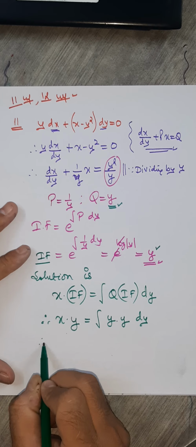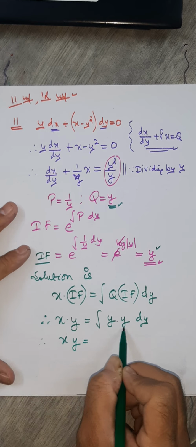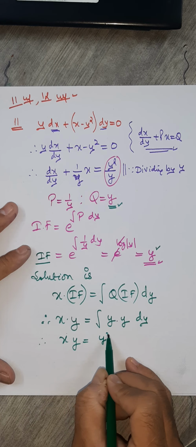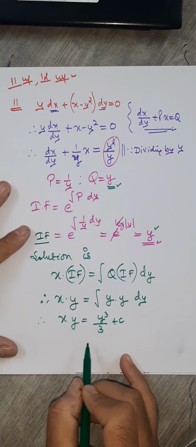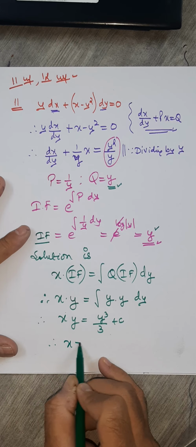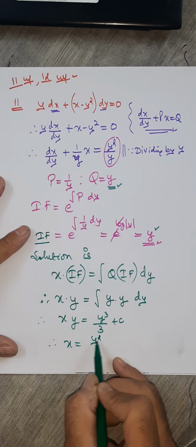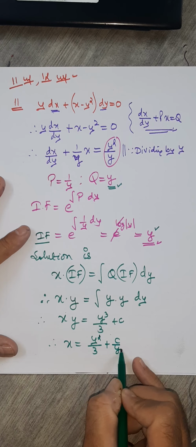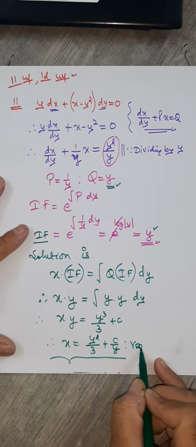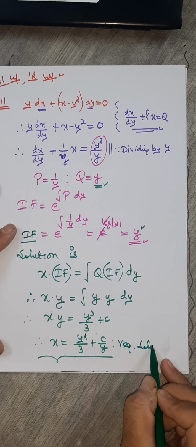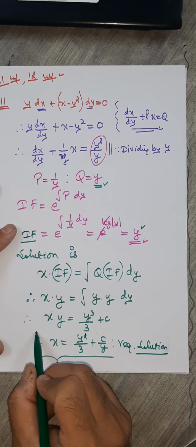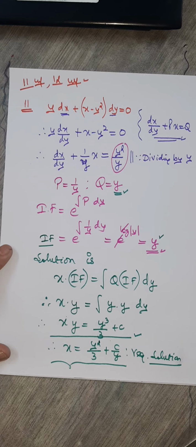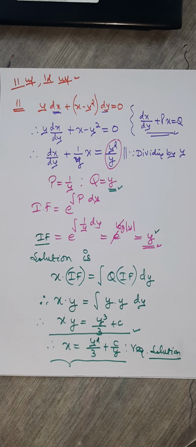Okay, so therefore x into y, this is y squared. What's the integral of y squared? Y cube by 3 plus c. If you want, you can write one more step. X equals to y squared by 3 plus c by y. This is the required solution. You could have kept the previous step form also. If you had kept that, it would also be right. Remember, don't worry about it. Doesn't make much difference. Fine. Clear? So simple. Try for 12th.